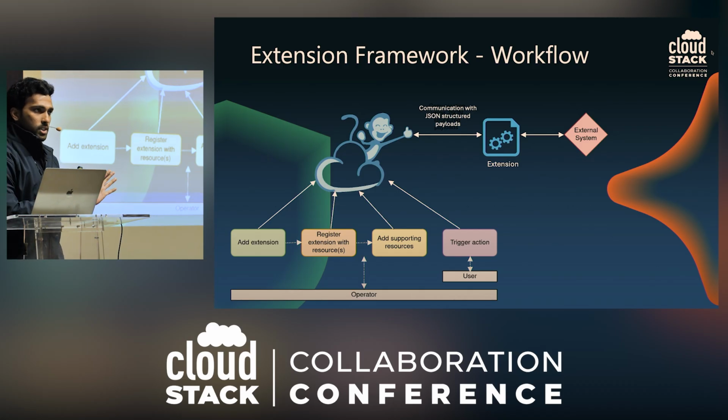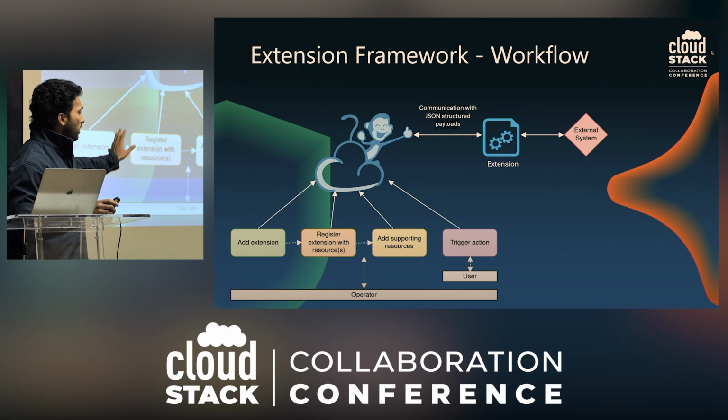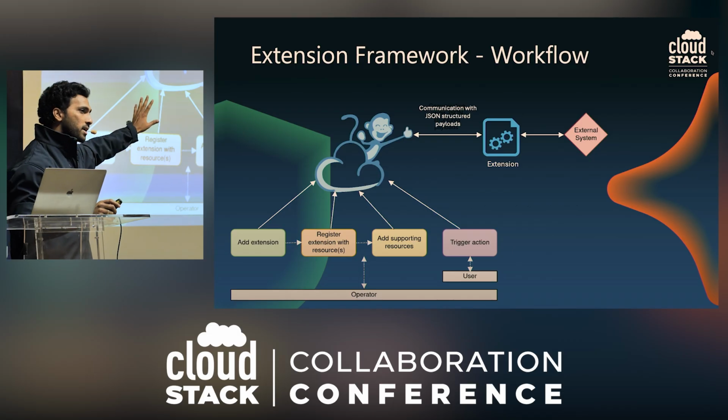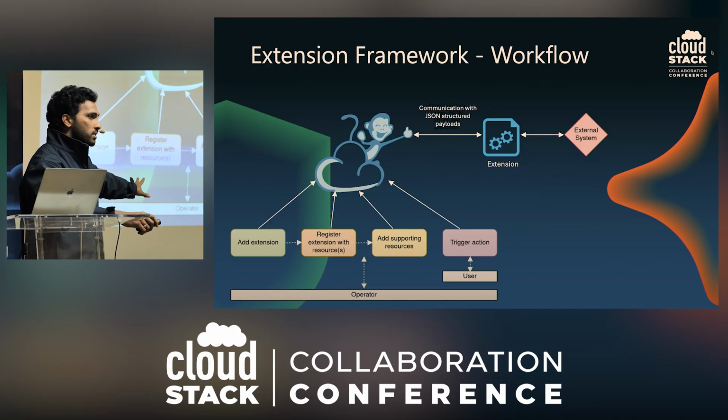Okay, overall, this is how the workflow looks. Let's say the operator has to do a one-time operation of writing the extension script and adding it into CloudStack. How it works is, we need to add an extension and register it with a couple of resources in CloudStack. I'll show you an example of what all the resources look like. And we need to add some supporting services for that.